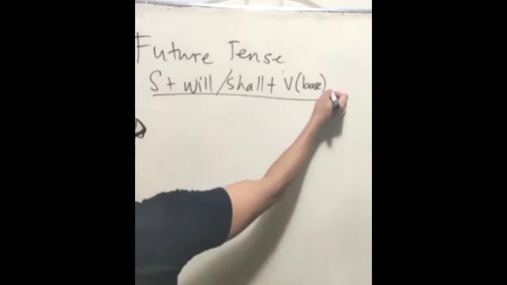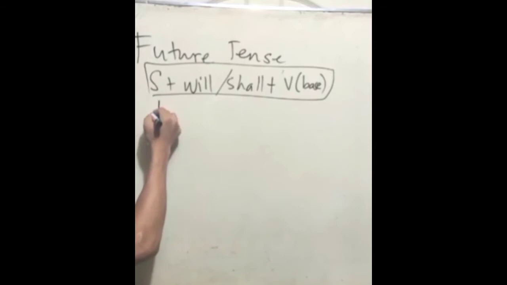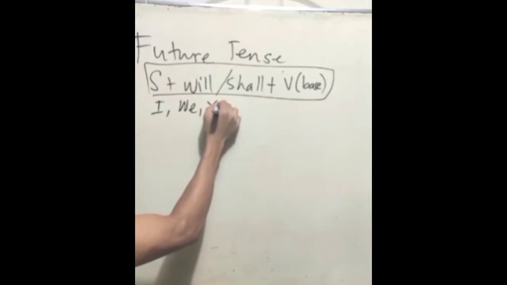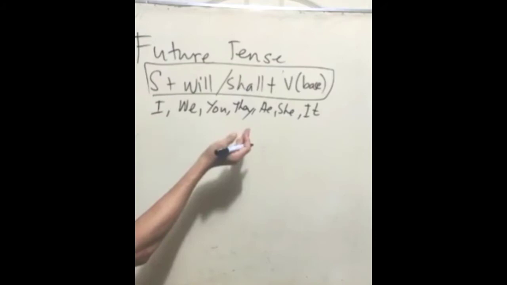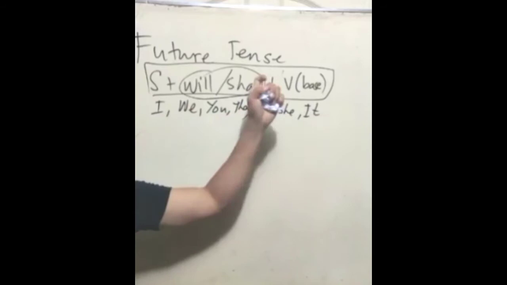And we always use I, we, you, they. The subject, I, we, or the pronouns I, we, you, they, he, she, it, of course singular or plural subject, okay, any names or noun subjects, plus will or shall, okay, plus verb base.